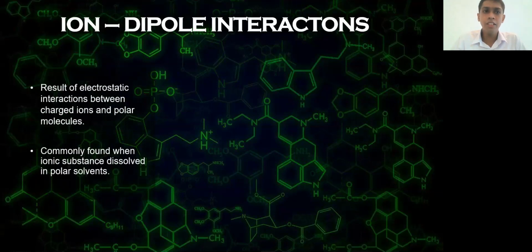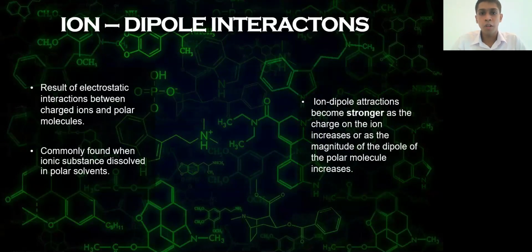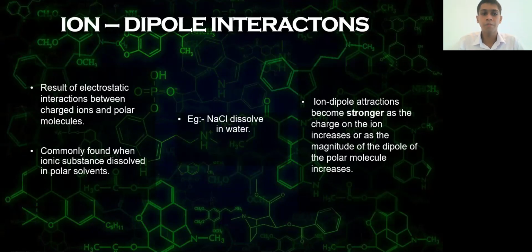Ion-dipole interactions. Ion-dipole interactions result from the electrostatic interaction between charged ions and polar molecules. The positively charged ion or cation attracts the partially negatively charged pole of the polar molecule, and the negative ion or anion is attracted towards the partially positively charged pole of the polar molecule. They most commonly occur when ionic substances dissolve in polar solvents. The best example is the dissolving of sodium chloride in water.